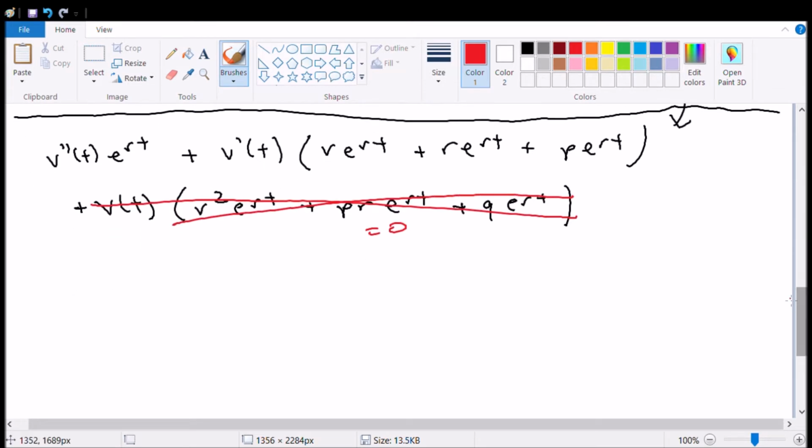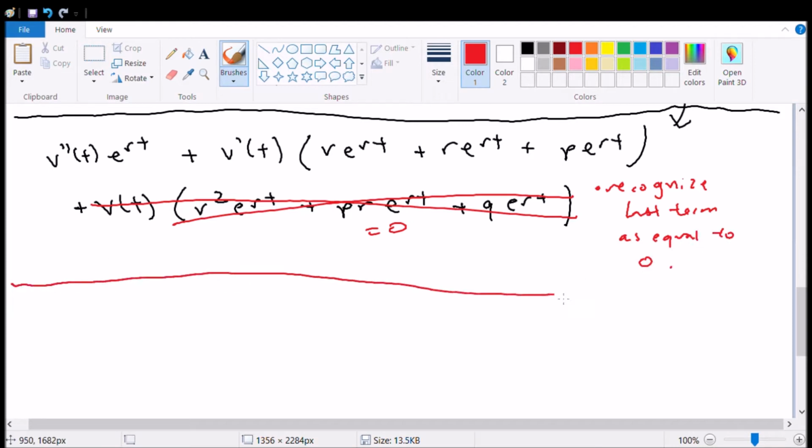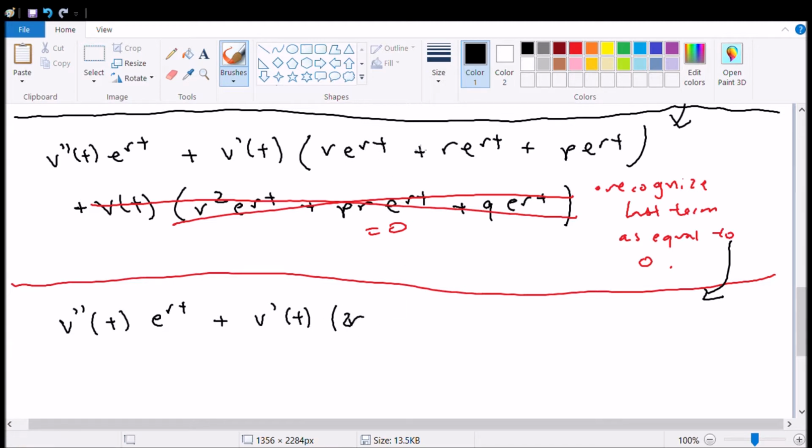Okay. So recognize that this, and then we can further simplify down to just the first two. So this is 2r e to the rt because these two are the same thing.